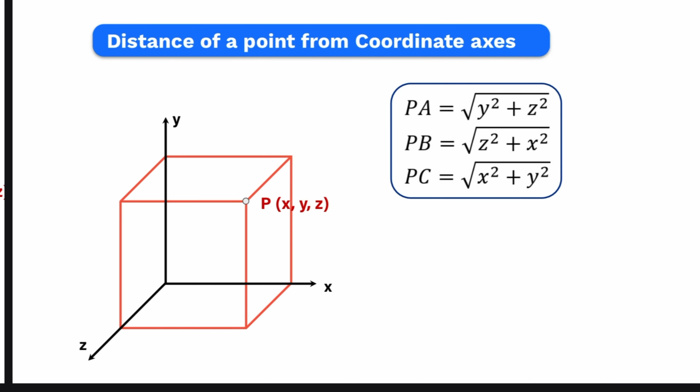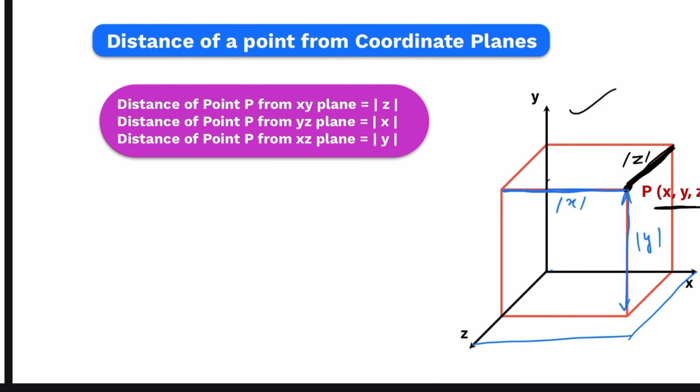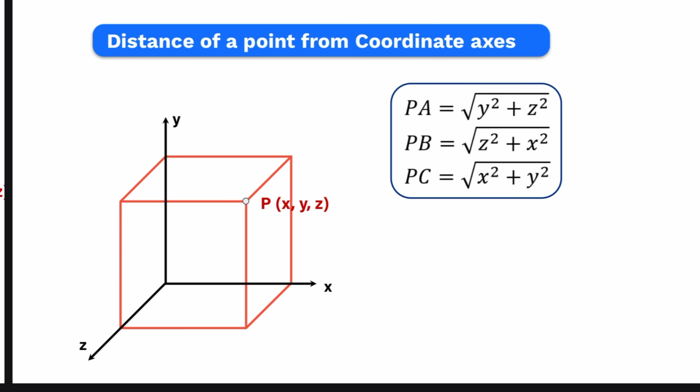So previously we have seen the coordinate planes. We have seen how to take the distance from the xy plane, from the yz plane, from the xz plane. But suppose we want to find the distance from the coordinate axis.